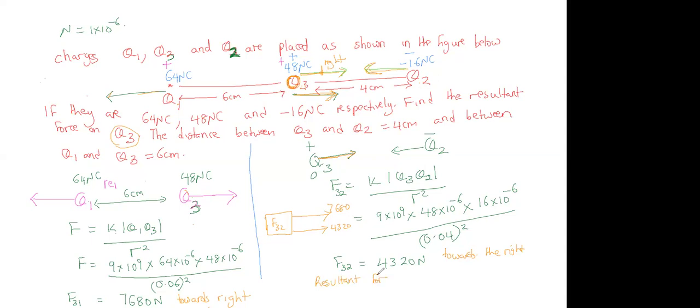Our resultant force is equal to the first one due to the charges, plus the second one. So I'll add 7680 plus 4320. What total force do we get? 12,000. So I'll say this is 12,000 newtons, but this is the magnitude. The direction is towards the right.